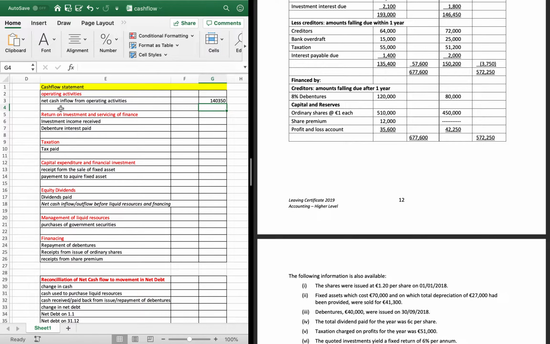Our heading then, our second heading is return on investment and servicing of finance. Now you get in your Leaving Cert, you get marks for all of the headings. And the two things that go in return on investment and servicing of finance should be fairly clear from the headings. Return on investment is investment income. Servicing of finance is debenture interest. Now, what we're interested in the cash flow statement is what we've paid, not what we're supposed to get paid, not what we're supposed to receive. It's what we've actually paid and actually received.